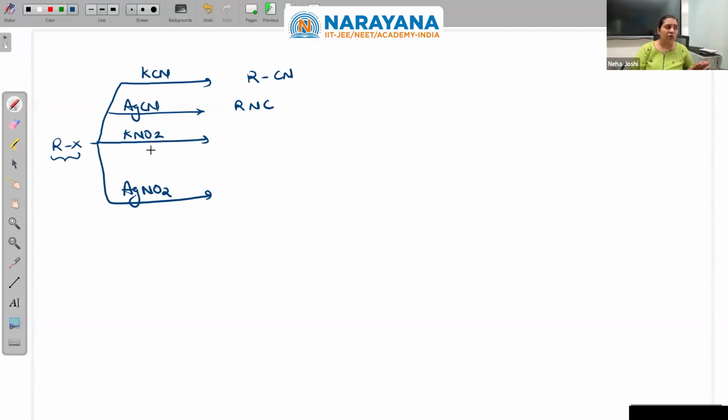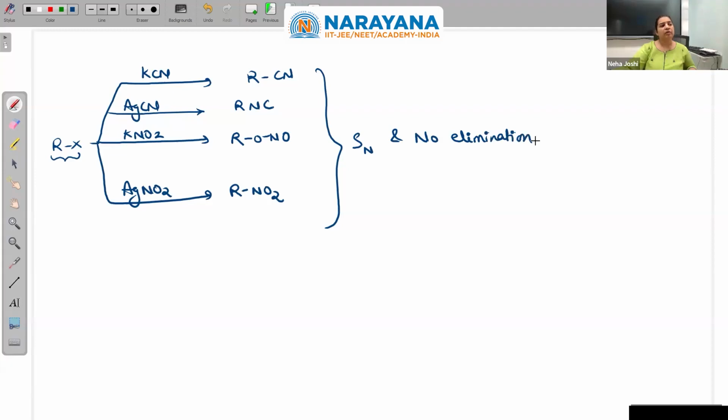KNO2, basically it is KONO. So you will have RONO, and in AgNO2 you will have RNO2. All of this goes by nucleophilic substitution, and there is no elimination as they are not good bases which can carry out such eliminations that we may need. Is that okay? So this is how you plan elimination versus substitution.